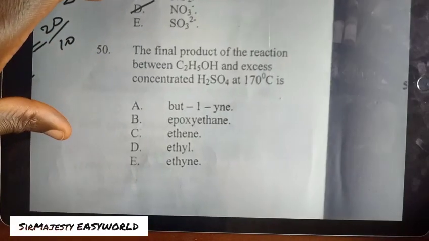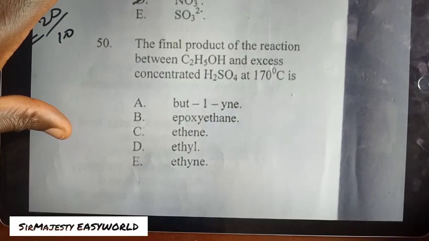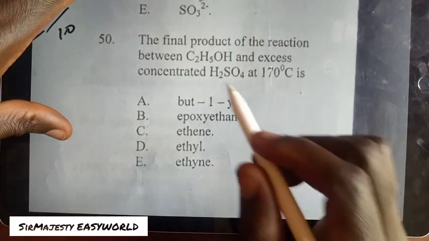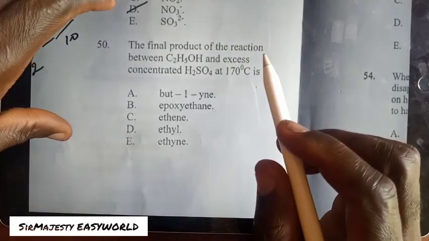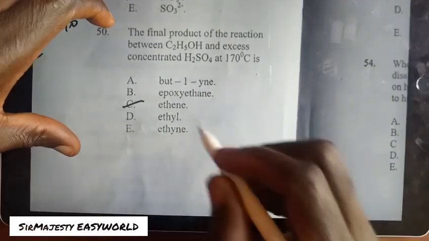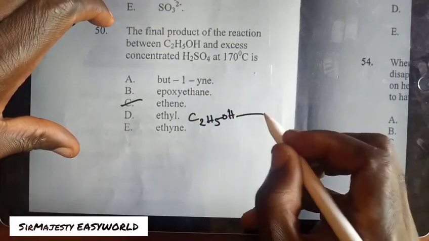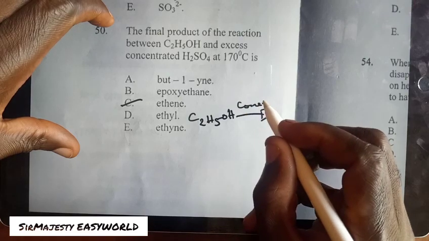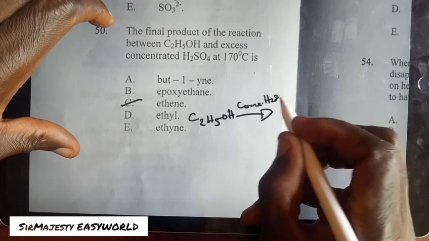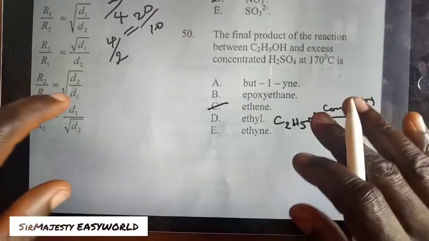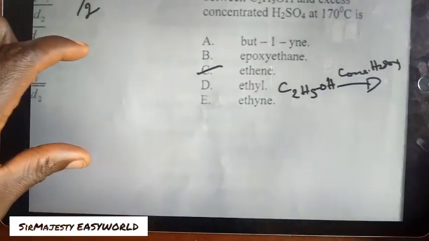The final product of the reaction between C2H5OH and excess concentrated H2SO4 at 170 degrees. The H2SO4 will dehydrate the ethanol, and that will leave us with ethene. Remember, C2H5OH is the ethanol. Then treating it with concentrated, in excess, H2SO4. The H2SO4 will just remove the water.